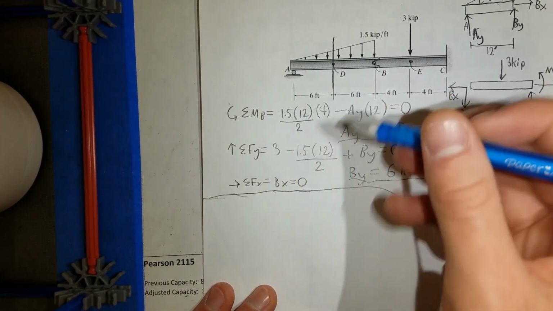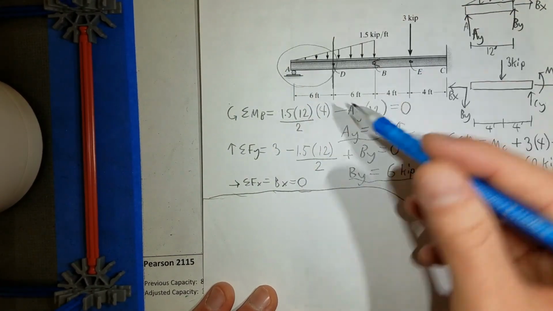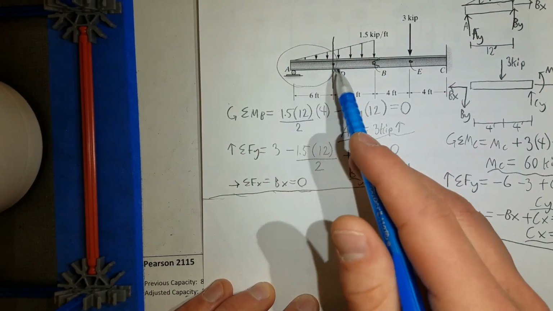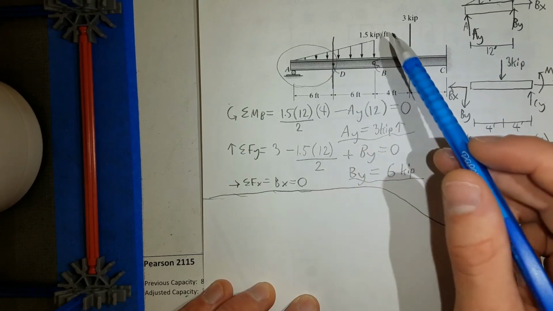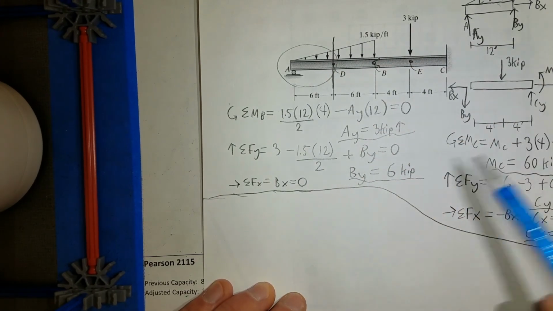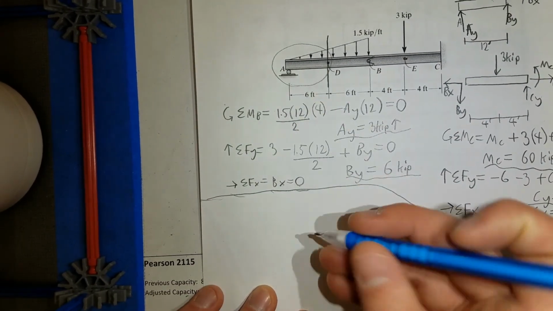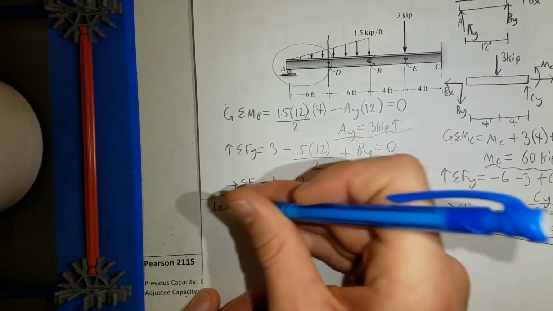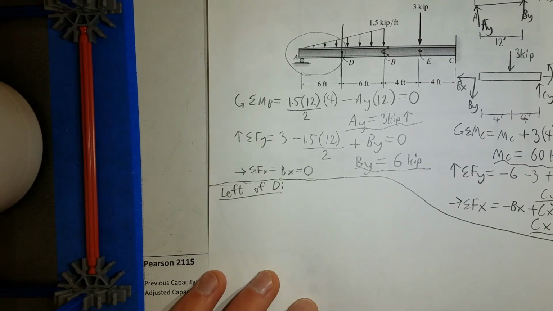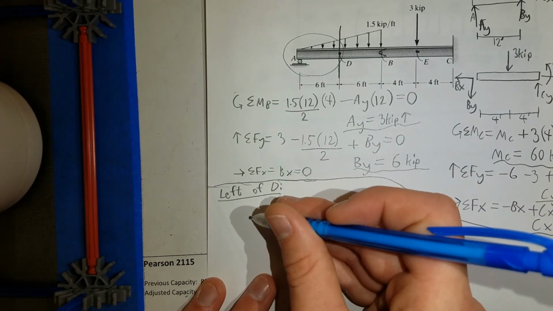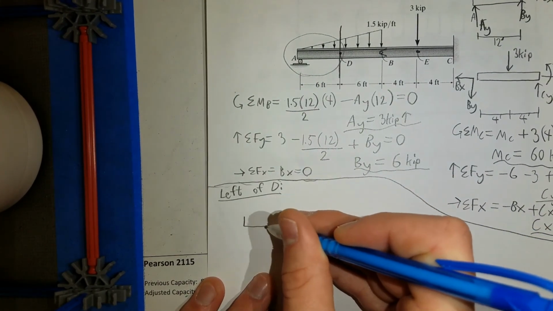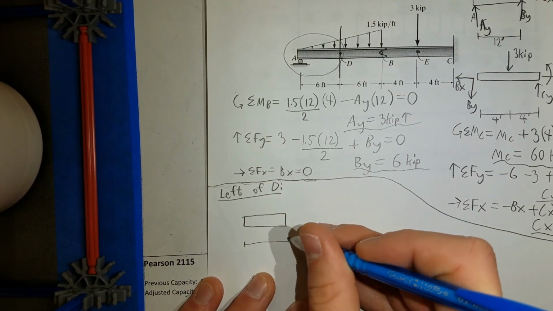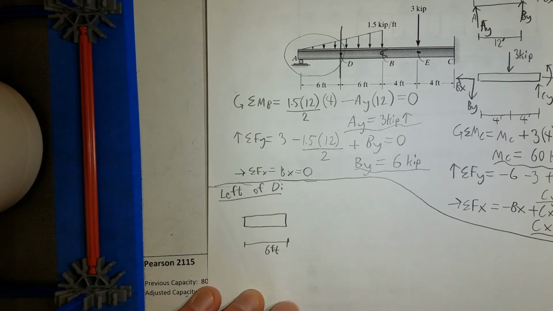And we'll draw a free body diagram. I'm going to draw the left side because there's a lot less going on to the left of D than there is to the right of D, because we've got more of this distributed load and the hinge and all of that. I'd rather just mess with this simpler side. So let's write down here, left of D. When we do that, we'll draw this little section in here. This section is going to be 6 feet long.